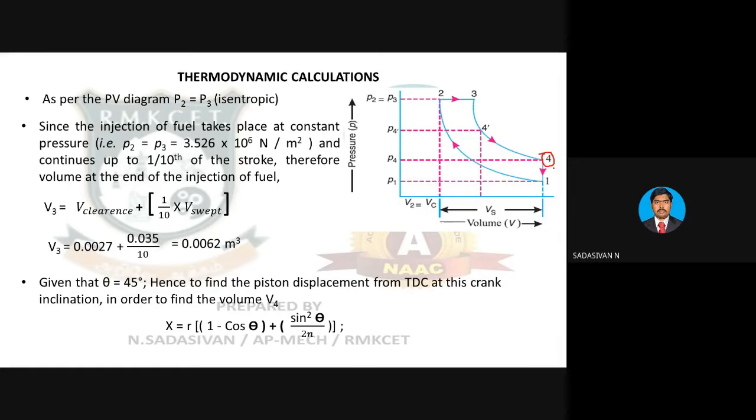So this doesn't actually mean 4, this is 4 dash point. Okay. Why are you not finding P4 now? Just P4 dash, because at this point the crank angle is some value given here, 45 degree. When theta equals 45 degree, the pressure is here at 4 dash: P4 dash, V4 dash. Only if I find this P4 dash will I be able to solve P1, P2.